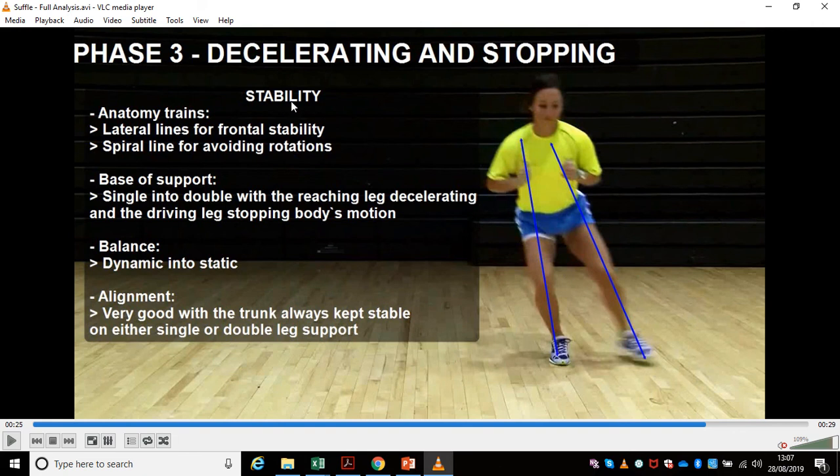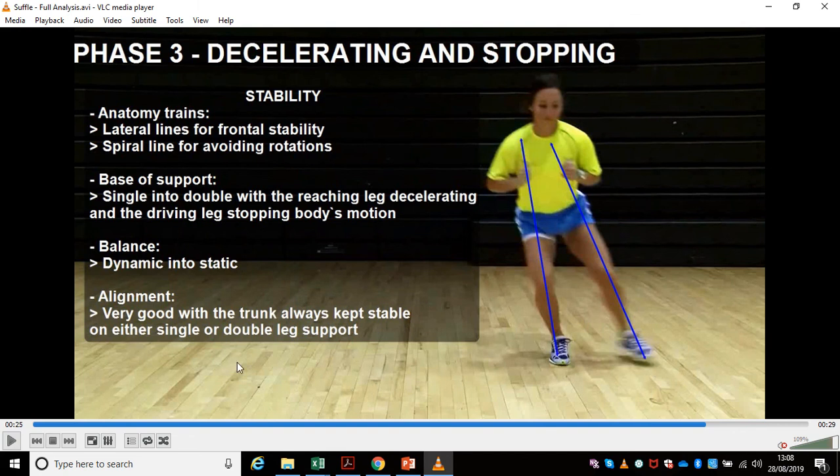Again, since stability is the main aim, we have a base of support that begins as a single leg one, and then for the break of the movement becomes a two-leg one, where the driving leg, the leg that was driving the movement in the previous phase, is the one absorbing most of the load. The balance is featured by dynamic characteristics, and then it becomes a static balance.